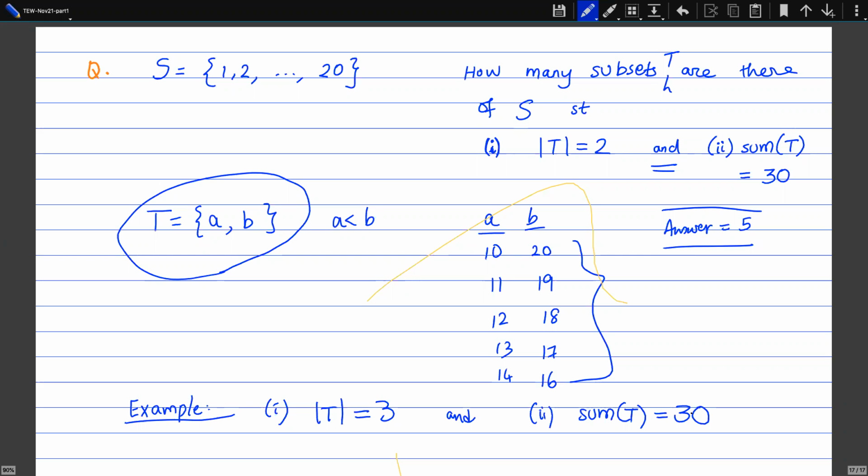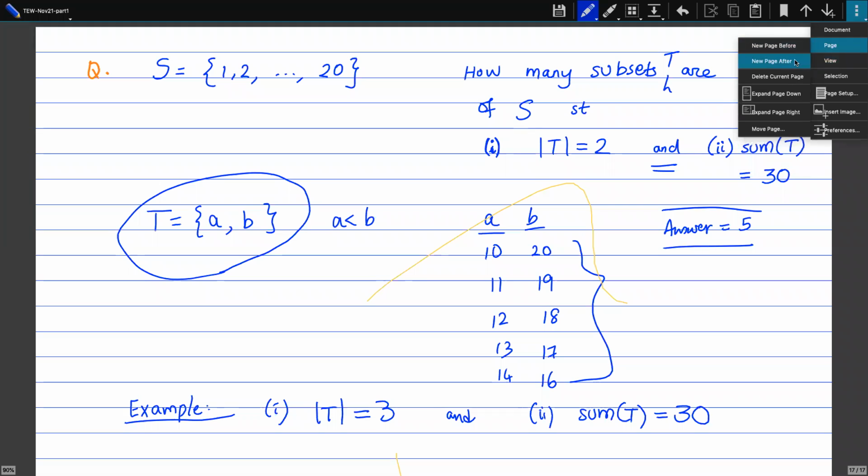Three elements A, B, C. Then A plus B plus C should be 30. If you are fixing C as 1, then A plus B will be 29. Let me write down what you just said. So let's write P as A, B, C. Let's see the possibilities. C equals 1, and then A plus B is 29.